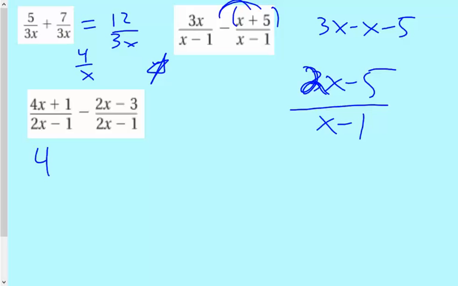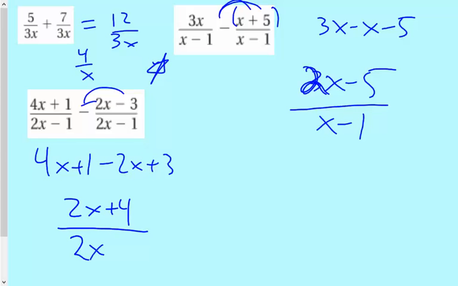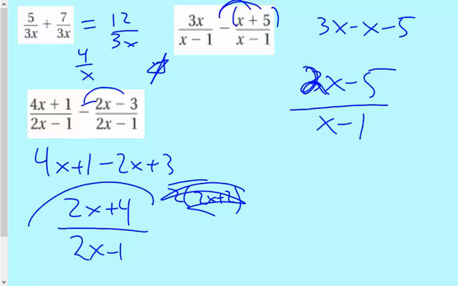And then similarly down here, 4x plus 1, take away 2x, add the 3 because you're going to distribute there and there. And that's going to leave you 2x plus 4 divided by 2x minus 1. That doesn't simplify. You could factor out the 2 from the numerator, and you'd end up with 2 times x plus 2, but that doesn't reduce with the bottom at all. So this would be fine for your answer.